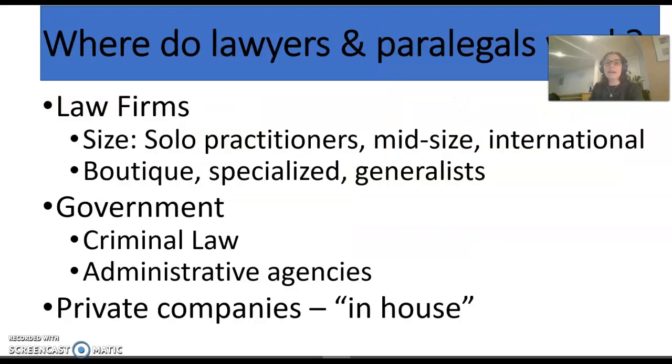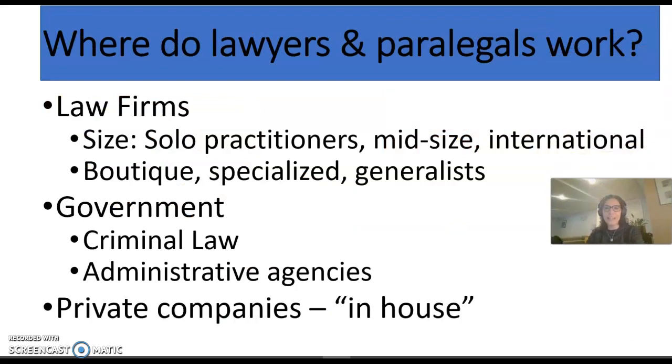So let's talk a little bit about where lawyers and paralegals work in general, not just the physical location. So we'll break these down into three primary categories. Law offices exist as part of a law firm, can exist within the government, and also can exist within private companies. When we talk about law firms, they come in every shape and size. You can have a law firm that consists of one single attorney. We generally call that person a solo practitioner if he or she runs their law practice and doesn't have another attorney partner with him or her.